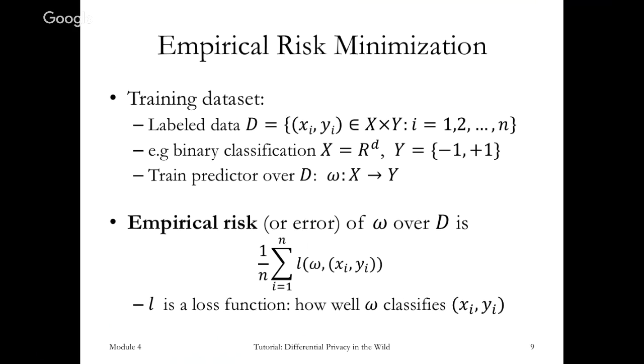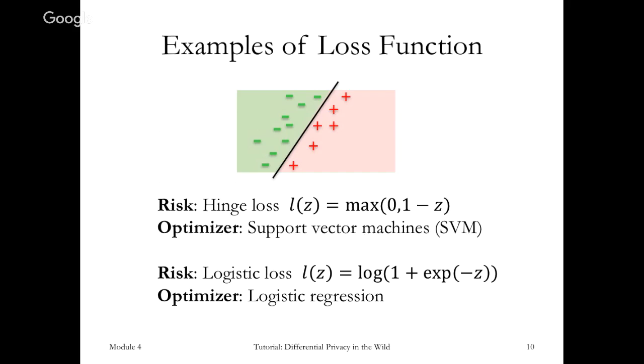How well this predictor works, we can empirically measure by the average error made by the predictor over the entire training data set. And the error made by the predictor for each example is measured by the loss function, L, which is presented here. Here are 2 examples of loss functions. Support vector machines use hinge loss, and logistic regression uses the logistic loss function.